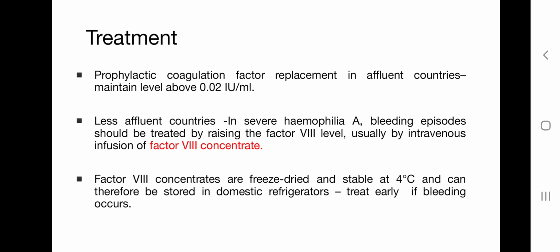But in less affluent countries like in India, in severe hemophilia A, what is done is when they develop bleeding episodes, those episodes are treated by raising the factor VIII level by giving intravenous infusion of factor VIII concentrate. So in our country, when these patients bleed, the patient will report, and we give factor VIII concentrate infusions intravenously to raise the factor VIII level so that the bleeding can be arrested. These factor VIII concentrates are freeze dried and are stable at 4 degrees Celsius, so they can be stored in domestic refrigerators as well, so that the patient himself can start treating early if bleeding occurs.